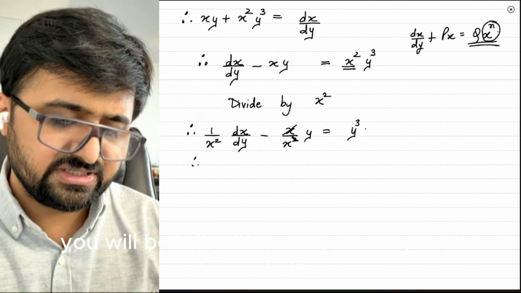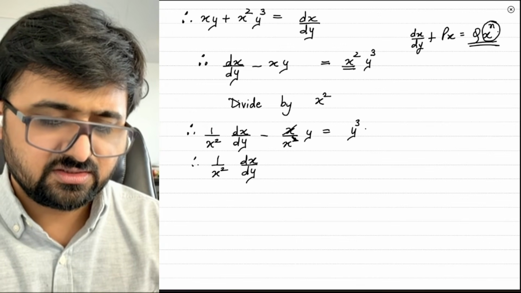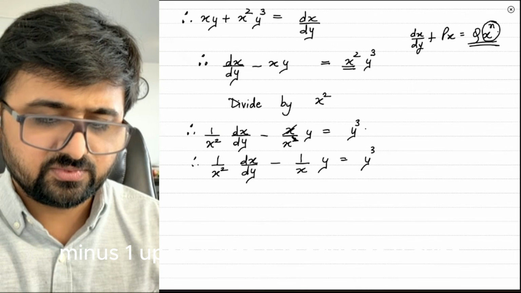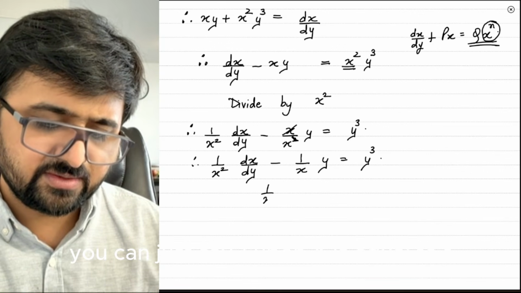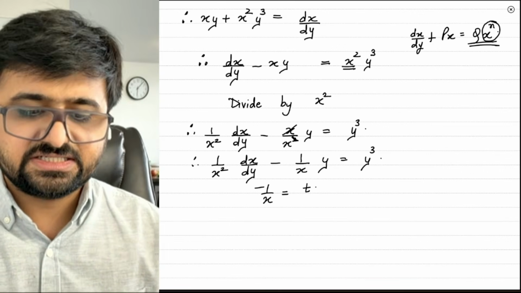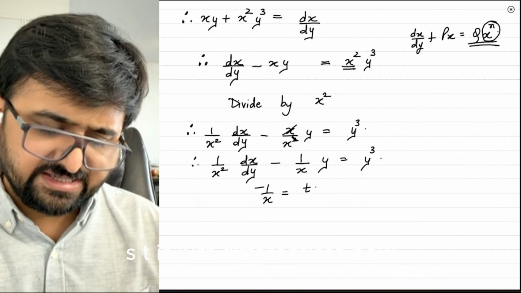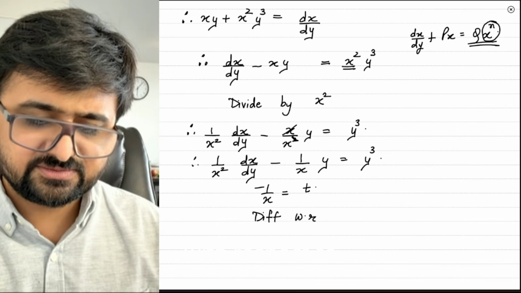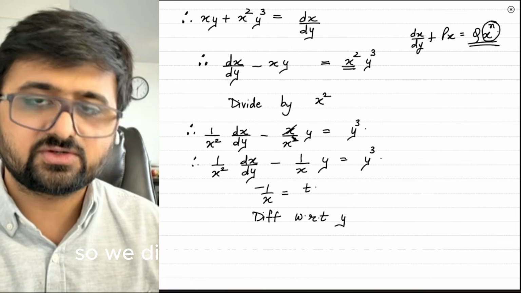So therefore, you will be left with 1 upon x square into dx by dy minus 1 upon x into y is equal to y cube. Okay. Now, you can just say 1 upon x is equal to t, or just put minus 1 upon x as t. What will happen by putting minus 1 upon x as t is just differentiate now with respect to, you always differentiate with respect to independent variables. So we differentiate with respect to y.